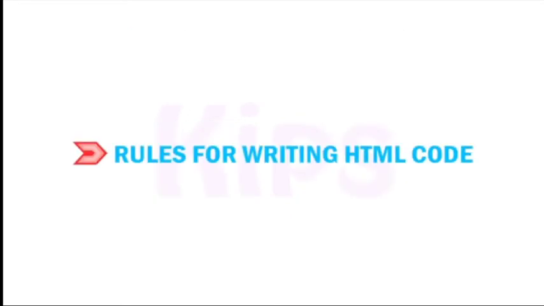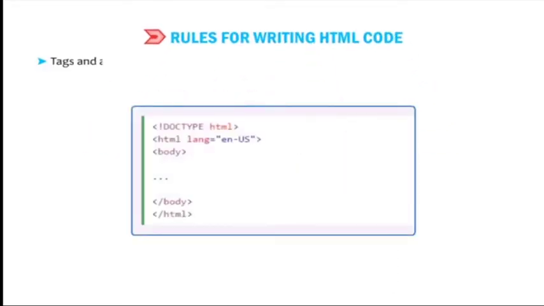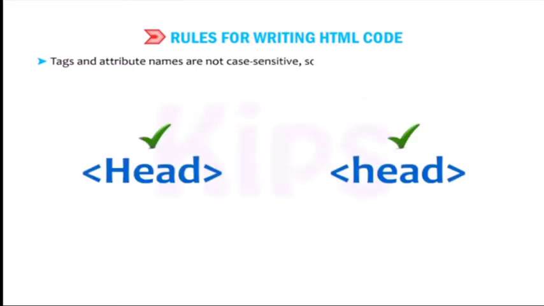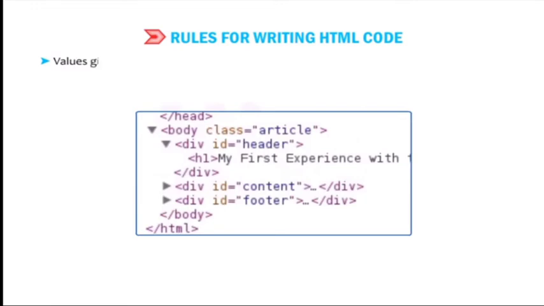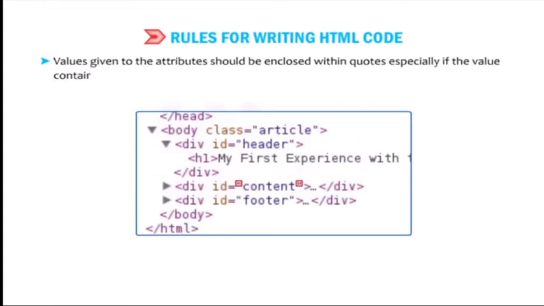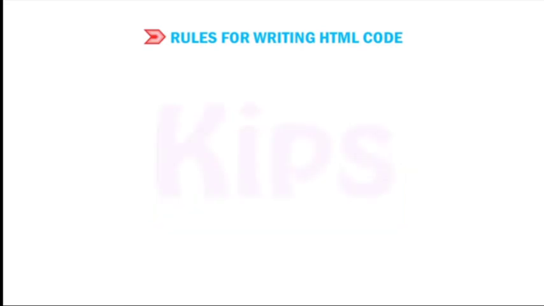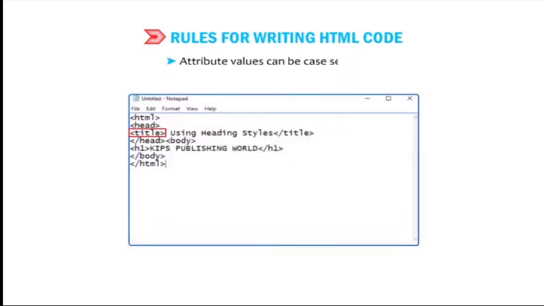Students, let's talk about rules for writing HTML code. Tags and attribute names are not case sensitive, so head and HEAD have the same meaning. However, using lowercase is recommended. Container tags should always be closed because an unclosed tag can lead to undesired results. Values given to the attribute should be enclosed within quotes, especially if the value contains any blank space. Attribute values can be case sensitive.